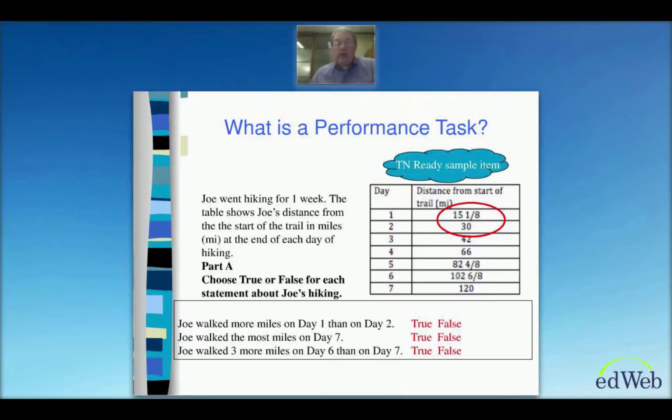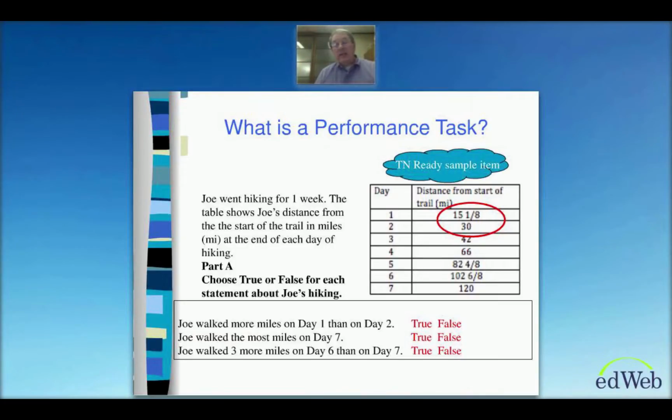Okay, so now if we look at what's happening in this Tennessee Ready example where Joe went for a hike, part A in that particular task, I had shown you before the culminating part of the task, but part A says Joe walked more miles on day 1 than on day 2. Is this true or false? Well, as students look at this, there are a couple of ways that they can discern what the answer is.